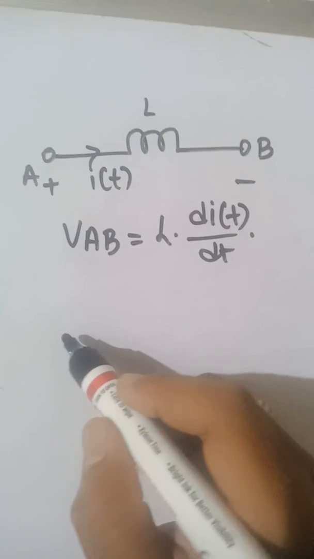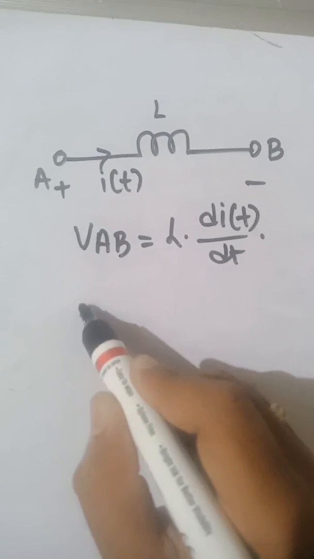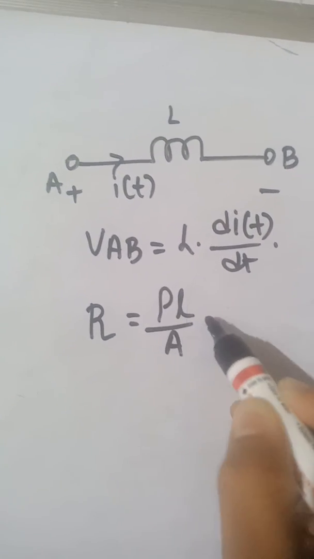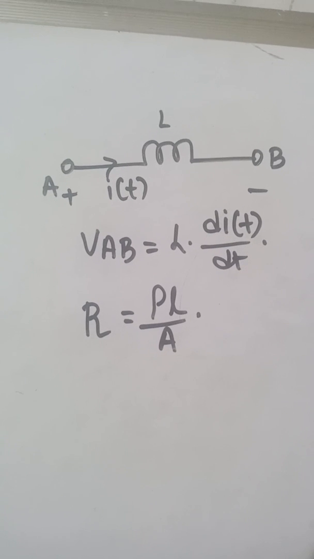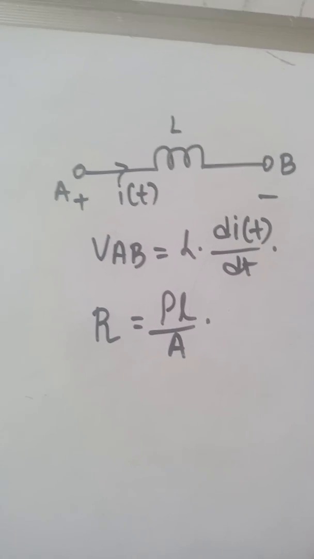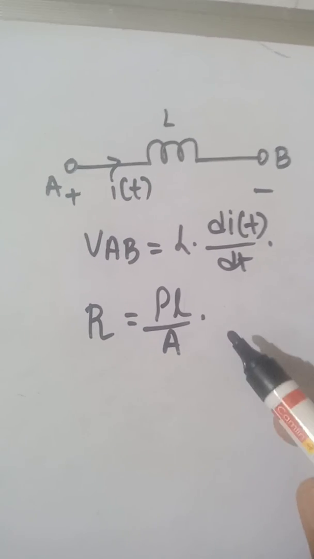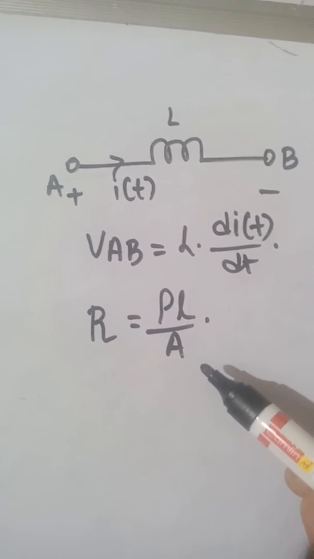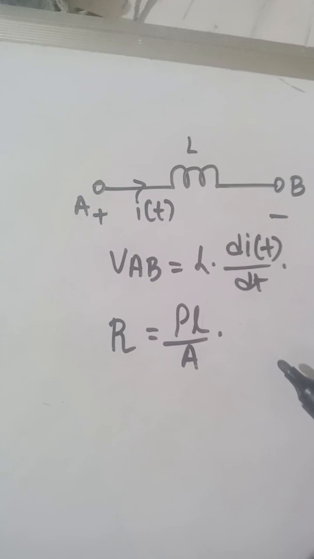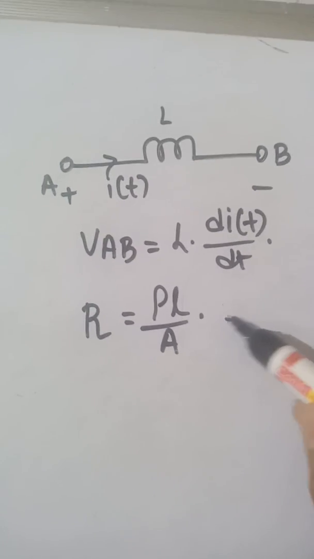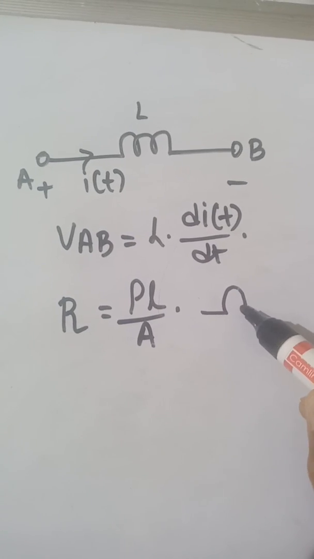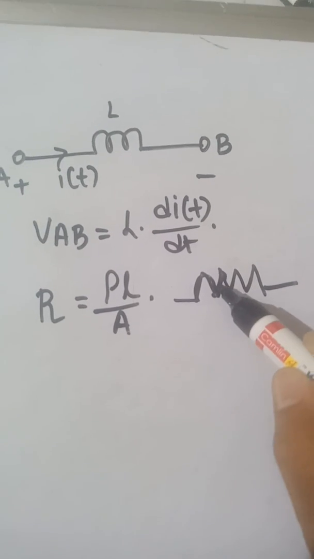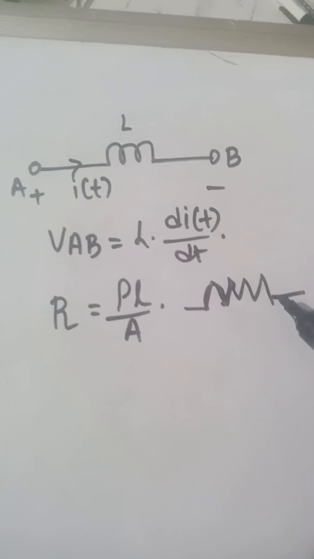Now the main motto of this video is, we know that resistance of any material is rho L by A, where rho is the resistivity of the material, L is the length of the winding material and A is the cross section area of the winding. Suppose you take some resistance material like this, it will have some length. It is after all a coil.